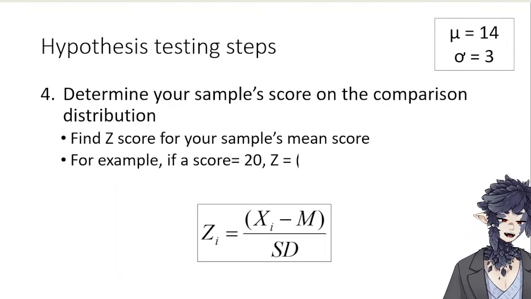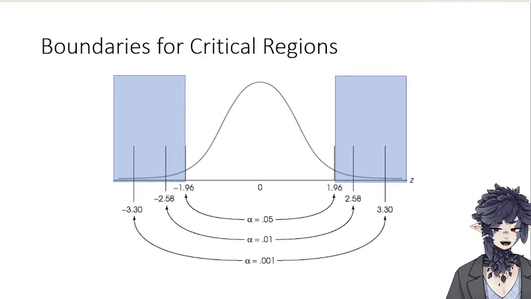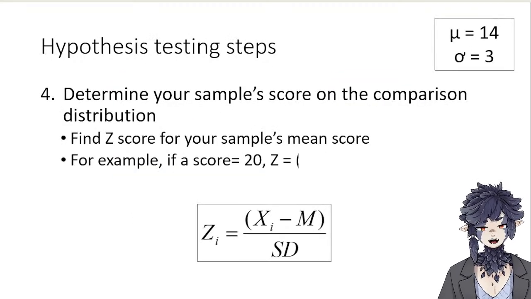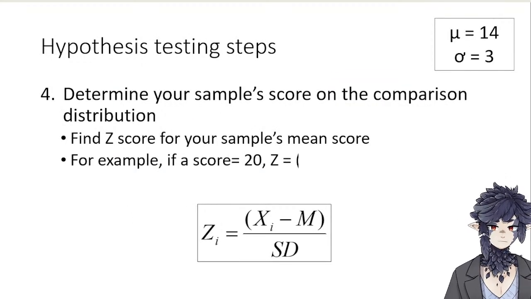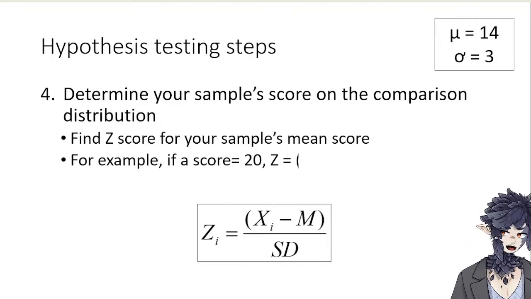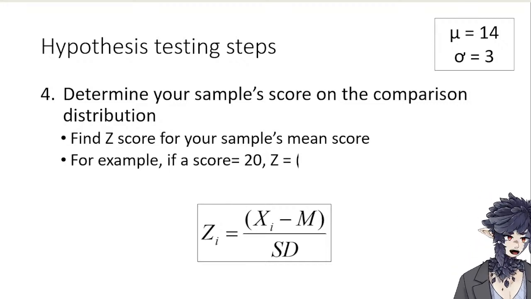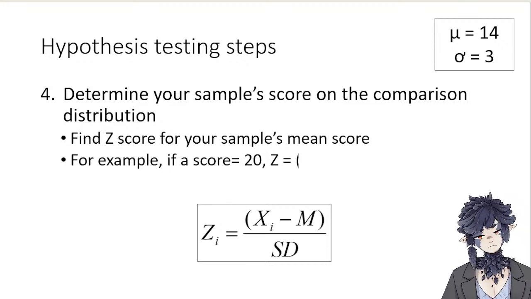Step 4. Now we actually have to figure out how different our sample is from the population. So that was just setting our cutoff. This is where we figure out if we are past that cutoff. And for now, we're going to do that with z-scores. So we talked about z-scores last lecture, but it's just a measure of how far away a score or a sample is from the population mean.